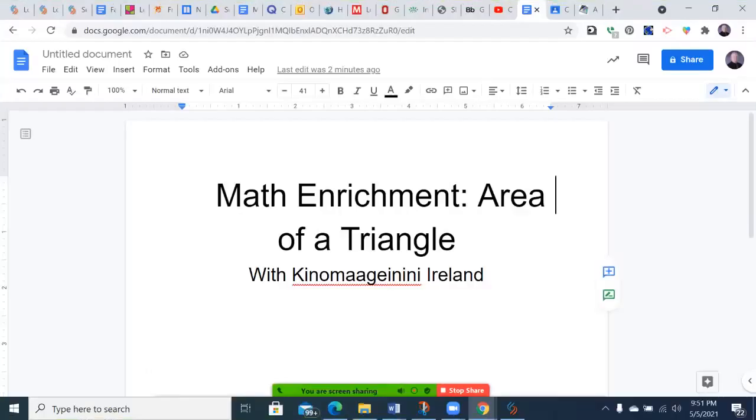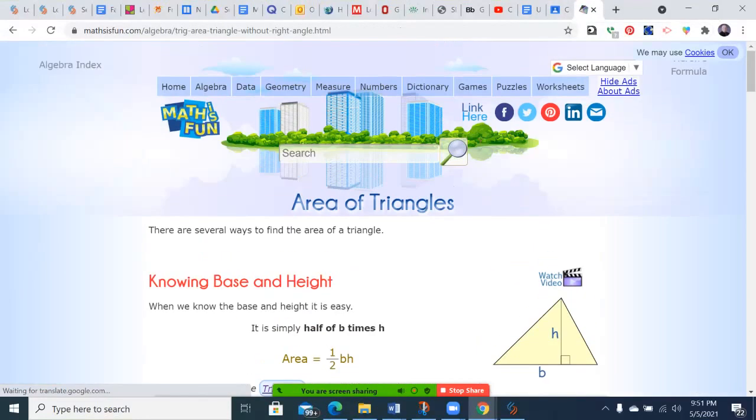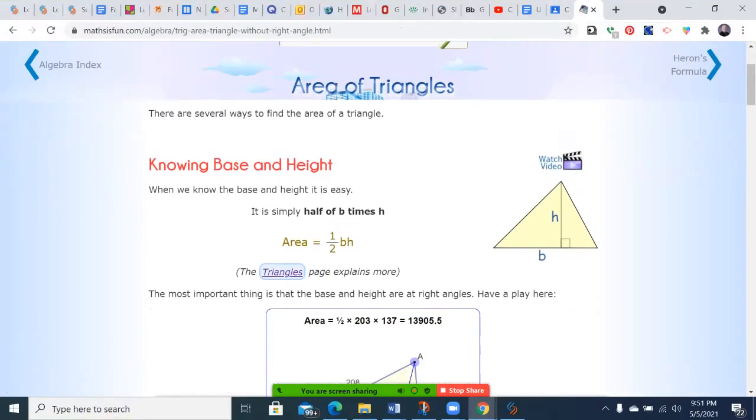Today's episode, the area of a triangle. We'll begin at our website of mathisfun.com because you know it is. No, I am not a paid sponsor. I just like to use this site because it's useful. We want to talk about how to find the area of a triangle.